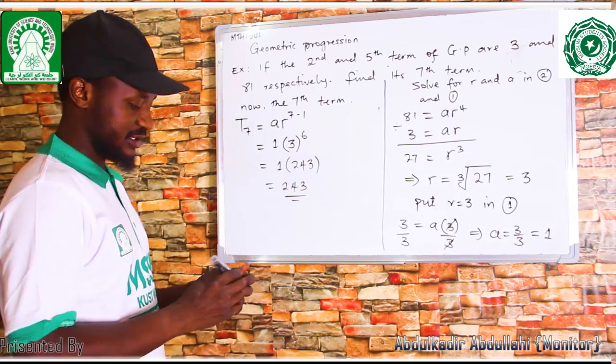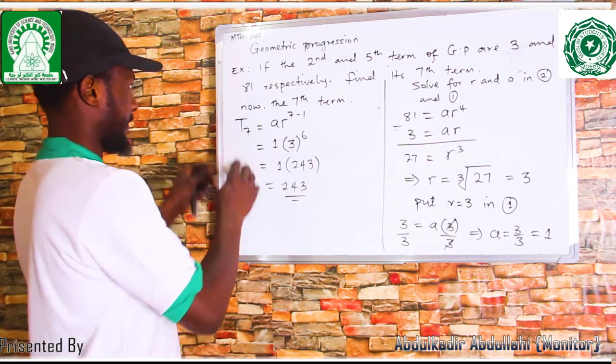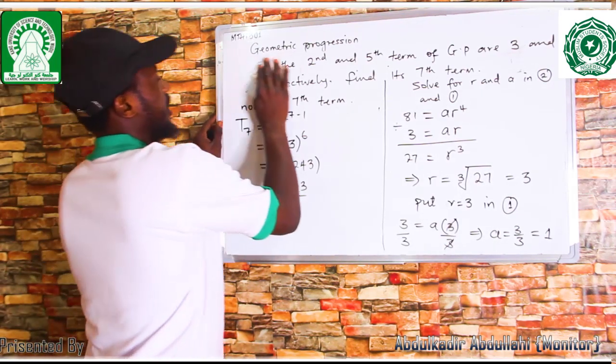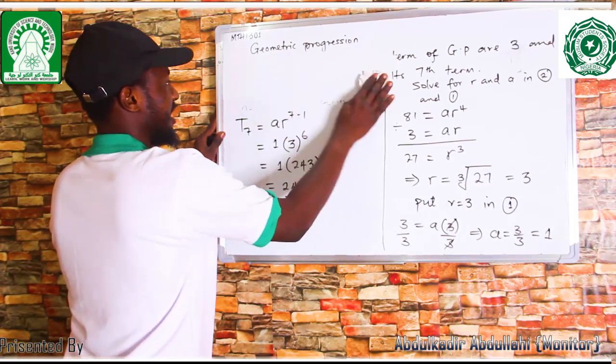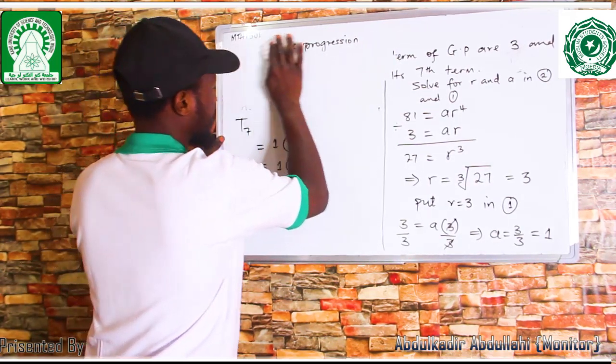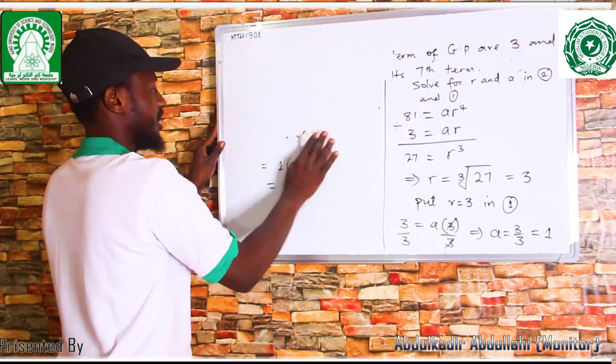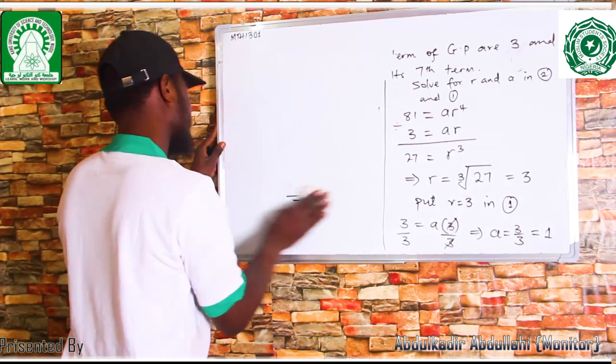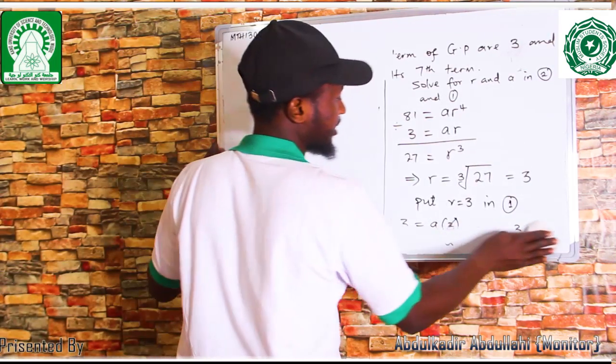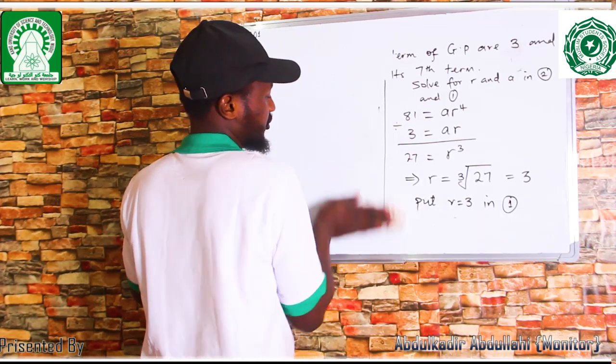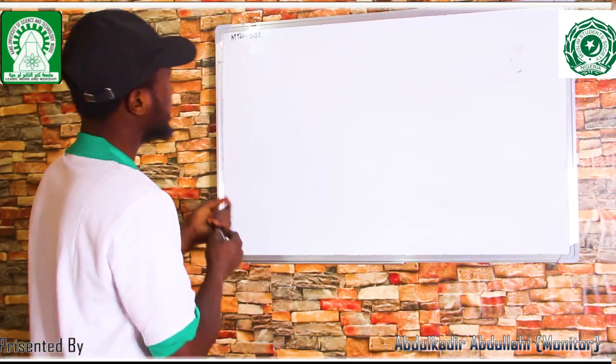For example, let's see the sum. As I said earlier, GP has a sum. It has the sum to infinity, and it also has a geometric mean. So now let's see the sum.